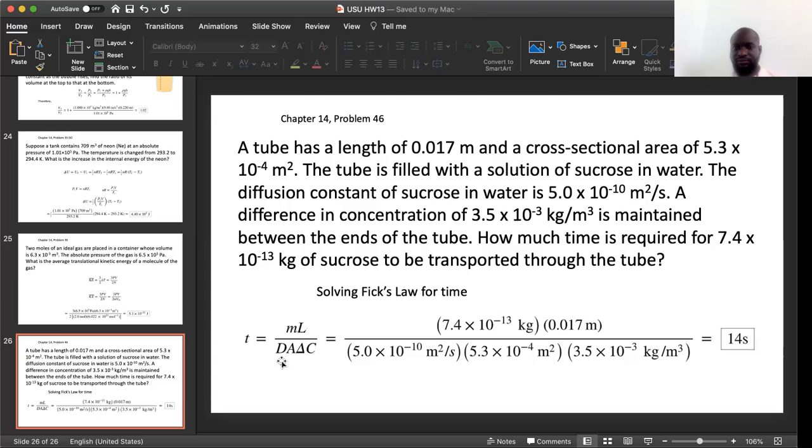Is that okay? Which is the diffusion constant times area times delta C. Is that okay? Good. And we'll have delta C be the concentration difference, 3.5 times 10 to the minus 3 minus 3. So we'll just put all that in here, and we get the answer directly.